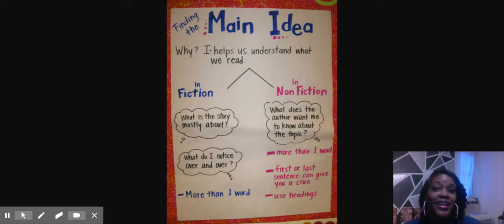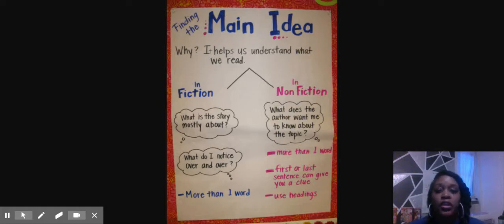So let's focus on a fiction text. This is a story that is made up and not true. In fiction, you think about what the story is mostly about. Most of the time you can find the main idea in your introductory paragraph or the first couple of sentences in the story.